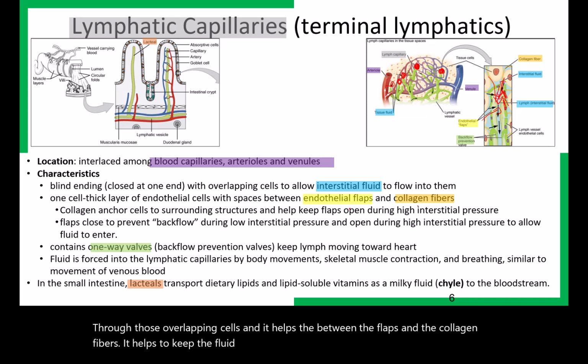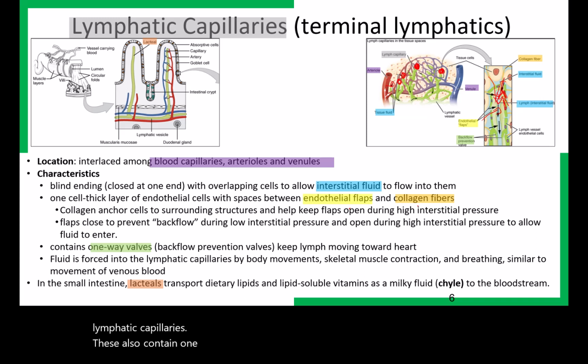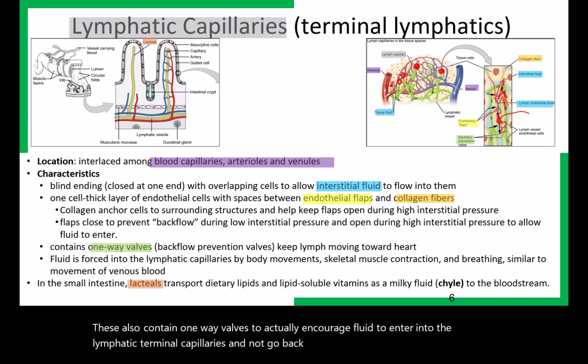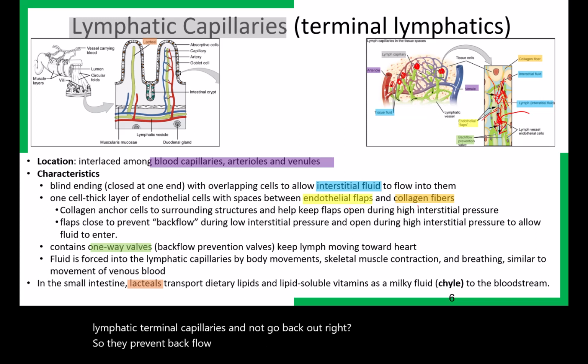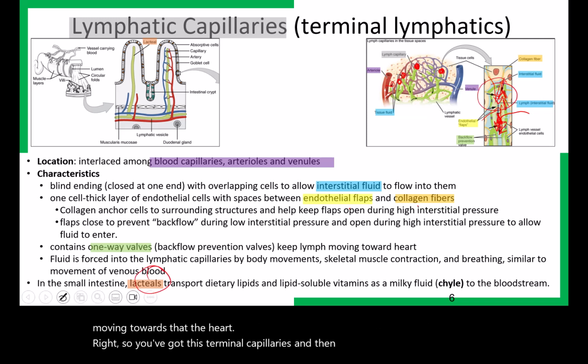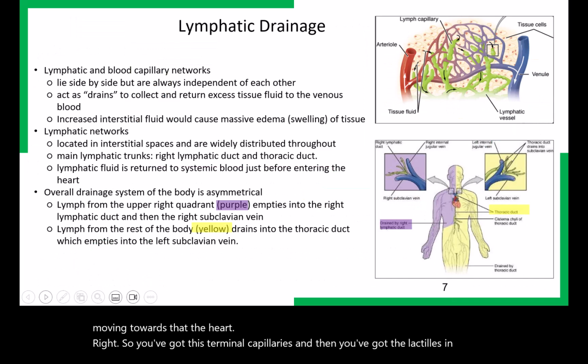Between the flaps and the collagen fibers, it helps to keep the fluid once it enters the lymphatic capillaries. These also contain one-way valves to encourage fluid to enter the terminal capillaries and not go back out, right? So they prevent backflow and keep the lymph moving towards the heart, right? So you've got these terminal capillaries, and then you've got the lacteals in the small intestine.